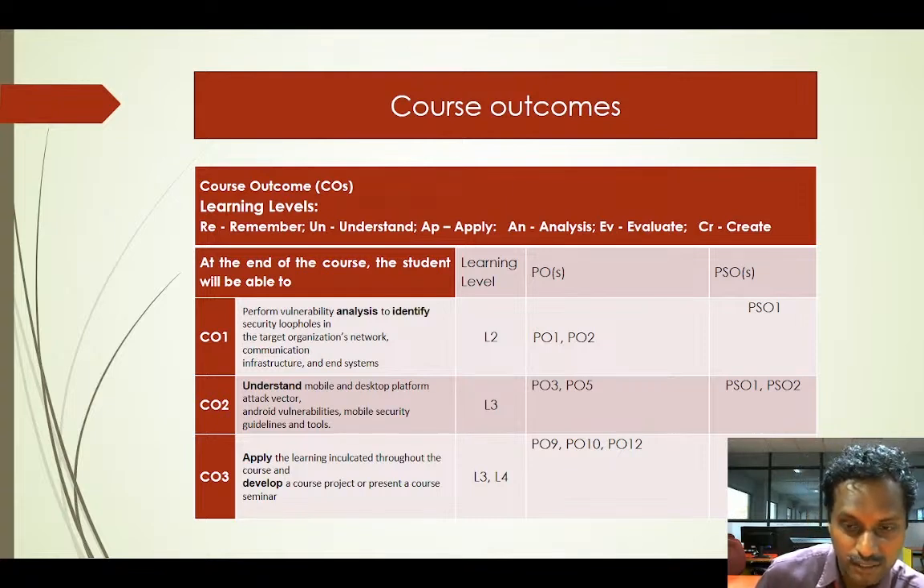So finally, we are going to implement a course project with respect to security using certain tools and methods. We are going to protect the operating system from certain loopholes. That is going to be tied with CO3.